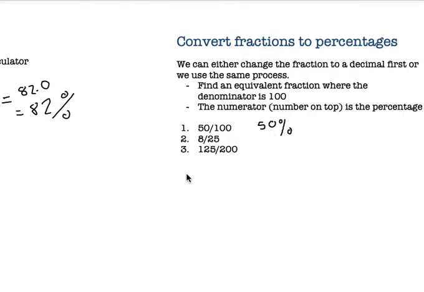Right, 8 out of 25. So I want it to have the bottom of 100. If you remember before, we said 4 times 25 gets you to 100. So that means to get from here to here, I would be timesing by 4. Do the same thing on the top. And that gets me 32 out of 100. My percentage is just the number on top, so my percentage is 32.